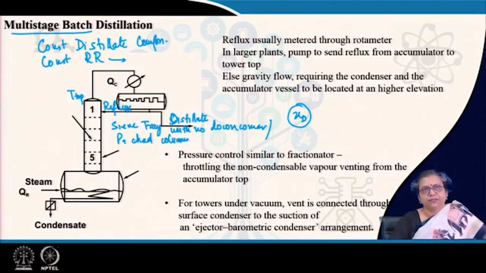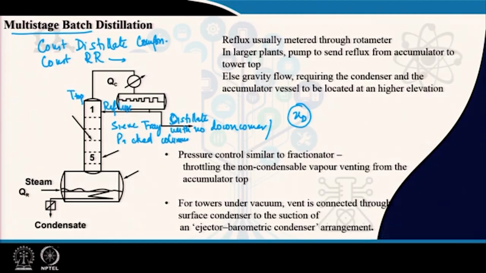So, I think this is it for today. We have discussed single stage batch distillation and we have also done a problem to show the application of Rayleigh's equation, and I have also touched upon the concepts of multi-stage batch distillation.